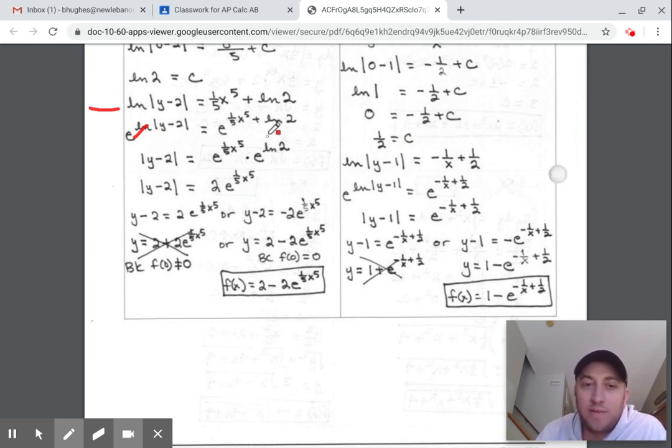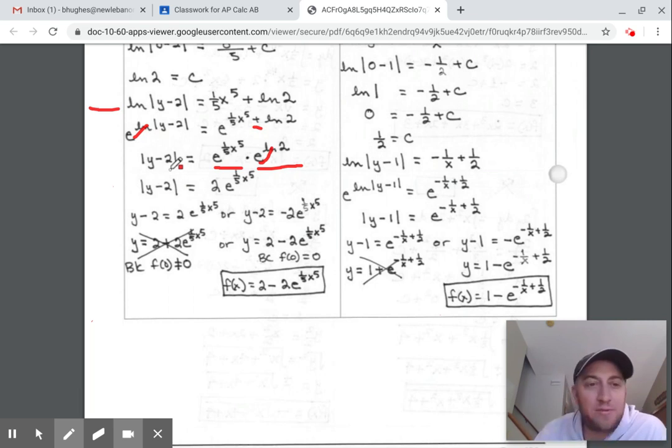I can separate that out because it's basically the opposite. If you have two things with the same base being multiplied, you would add the exponents. So now I'm just separating it back out as e to the 1/5 x to the 5th times e to the natural log of 2, because e to the natural log of 2 is just equal to 2. So that 2 becomes our coefficient.